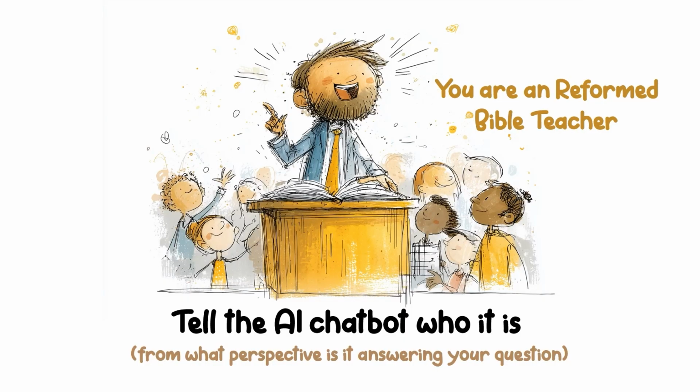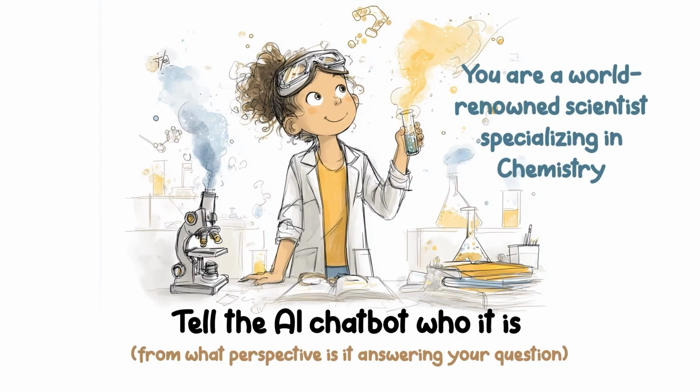One of the most powerful ones is tell the AI what it is or who it is, and where you're trying to answer from. So if I'm wanting an answer about the Bible, I'm going to tell it as much as I can. I'm going to say, you are a Reformed Bible teacher who trusts the Bible to be true. And then I ask my question. I'm telling it what it is. Or if I'm asking a scientific question, I might say, you are a world-renowned scientist specializing in chemistry. And then I ask my question.